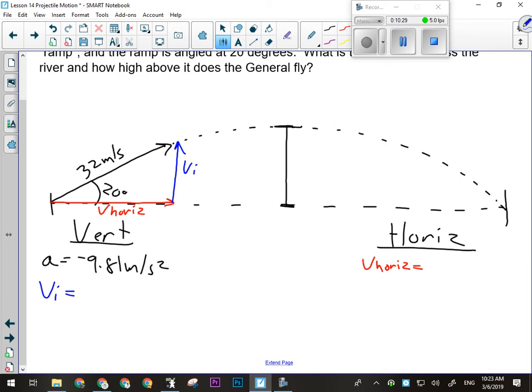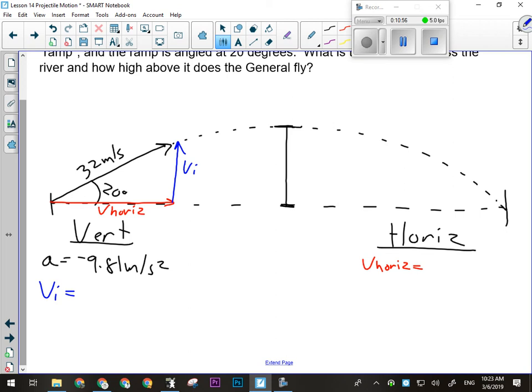Okay, how do I calculate those two components? Like if I want to find VI, how do I calculate it? Right, sine of 20 times 32. I'm finding the vertical component of this vector. All I'm doing is breaking this thing down into its horizontal and vertical components.